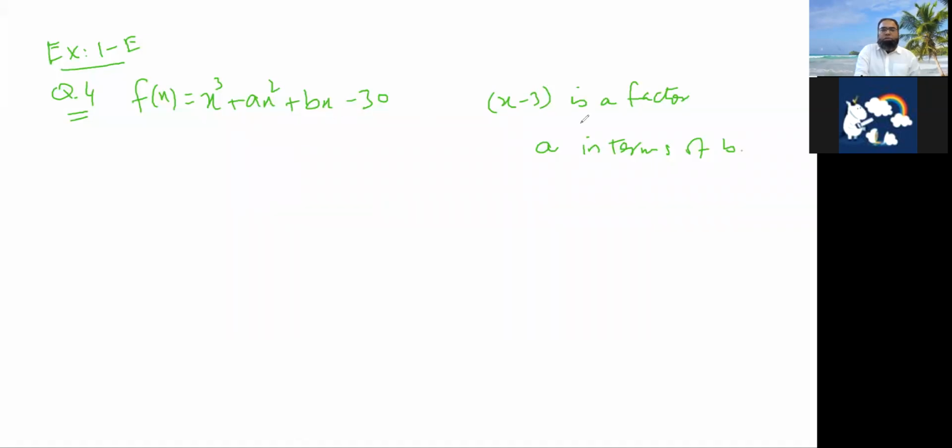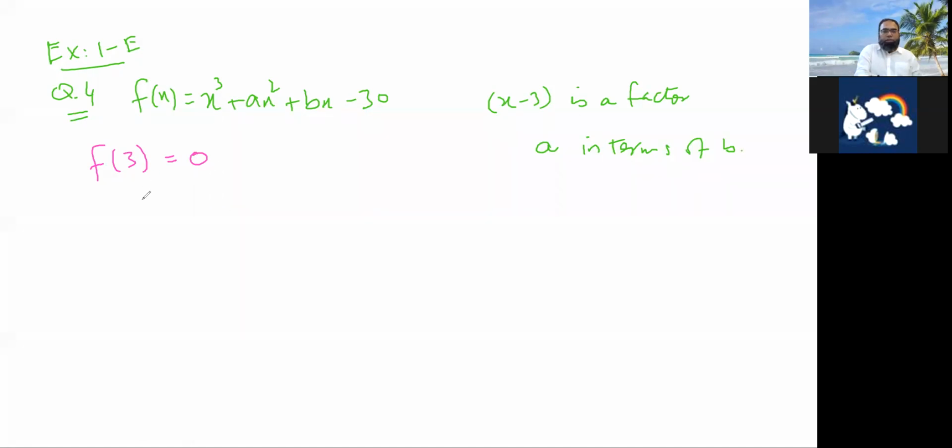Now, we are just given one piece of information here, that x minus 3 is a factor. So he's not asking us to find the values of a and b. He's just saying that find a in terms of b, okay? So you must understand what the question is about. So when x minus 3 is a factor, the first thing that we can write is that f of 3 is equal to 0. If x minus 3 is a factor, then f of 3 has to be equal to 0.